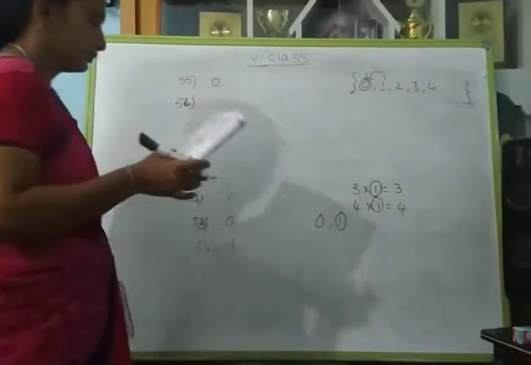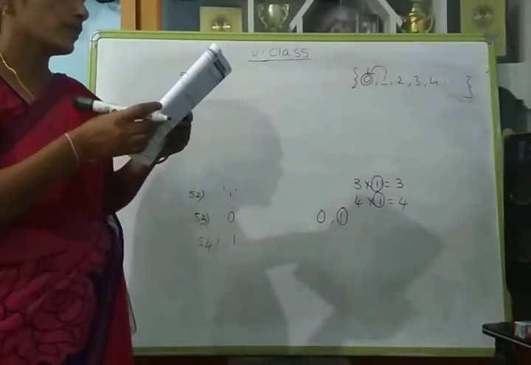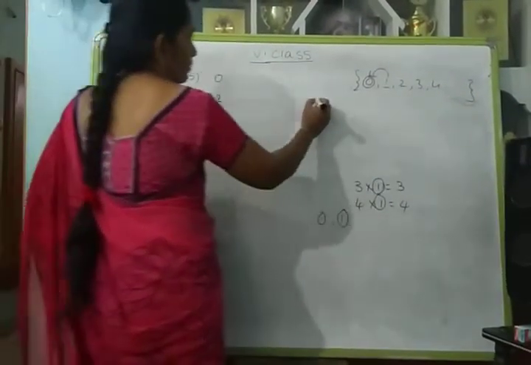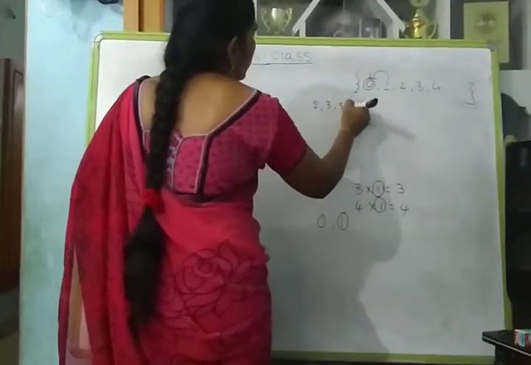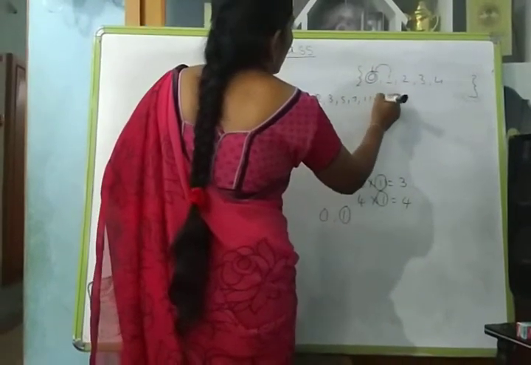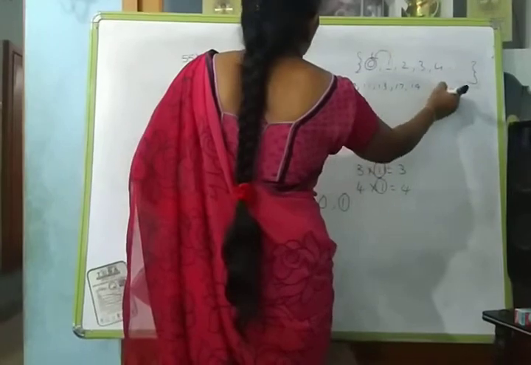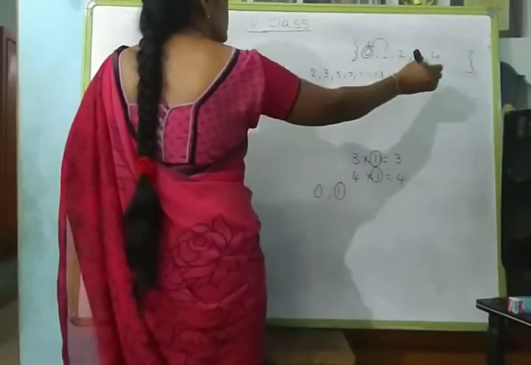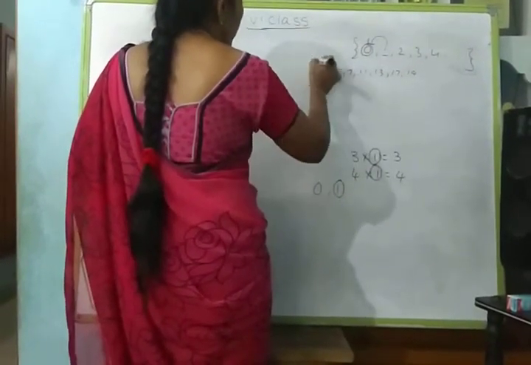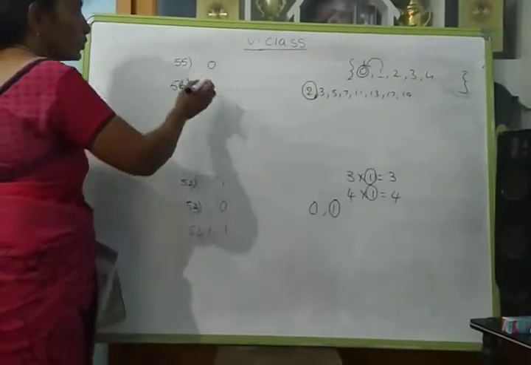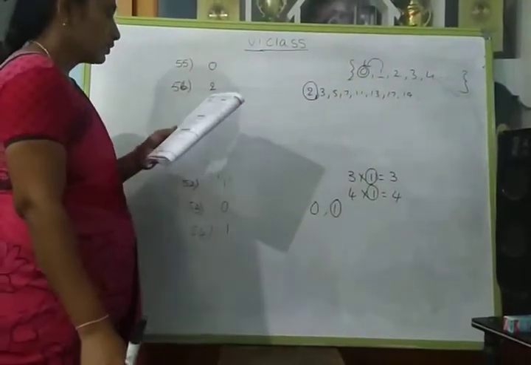56th one. Even prime number is. Which is the even prime number? 2. Prime numbers: 2, 3, 5, 7, 11, 13, 17, 19. In this, all prime numbers are odd numbers except 2, and it is the smallest prime number also. So 2 is the even prime number.